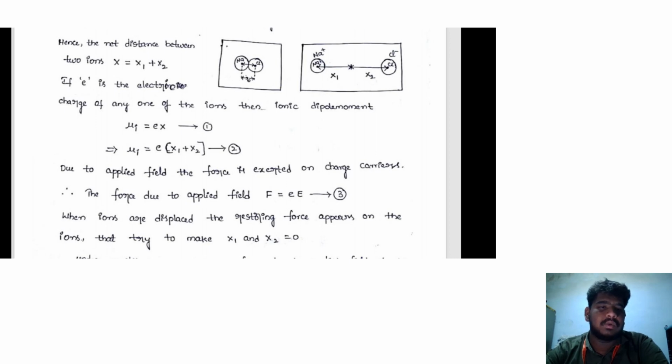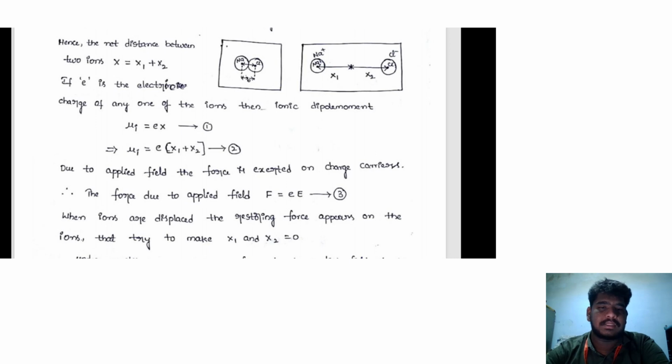is, equation 1, mu i equal to e times (x1 plus x2). Equation 2: due to the applied field, a force is exerted on the charge carriers. Therefore the force due to the applied field is F equal to small e capital E. Equation 3.